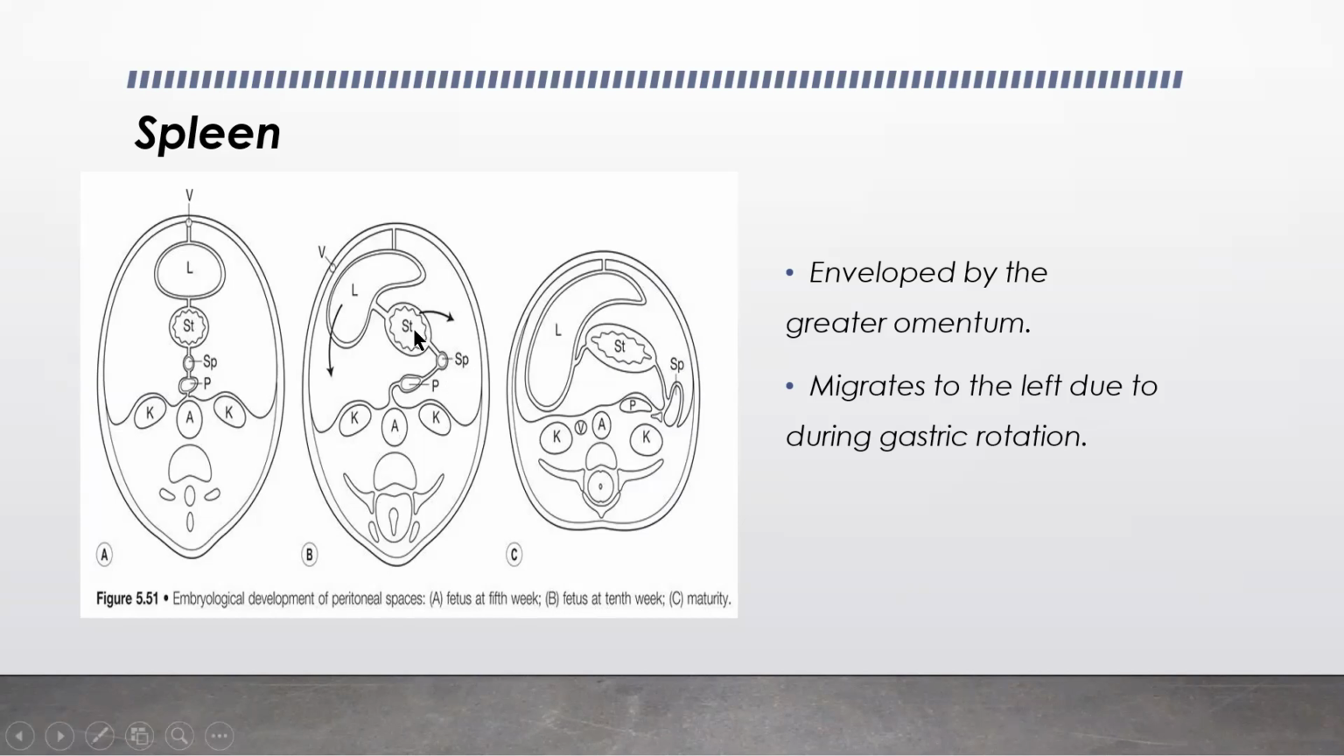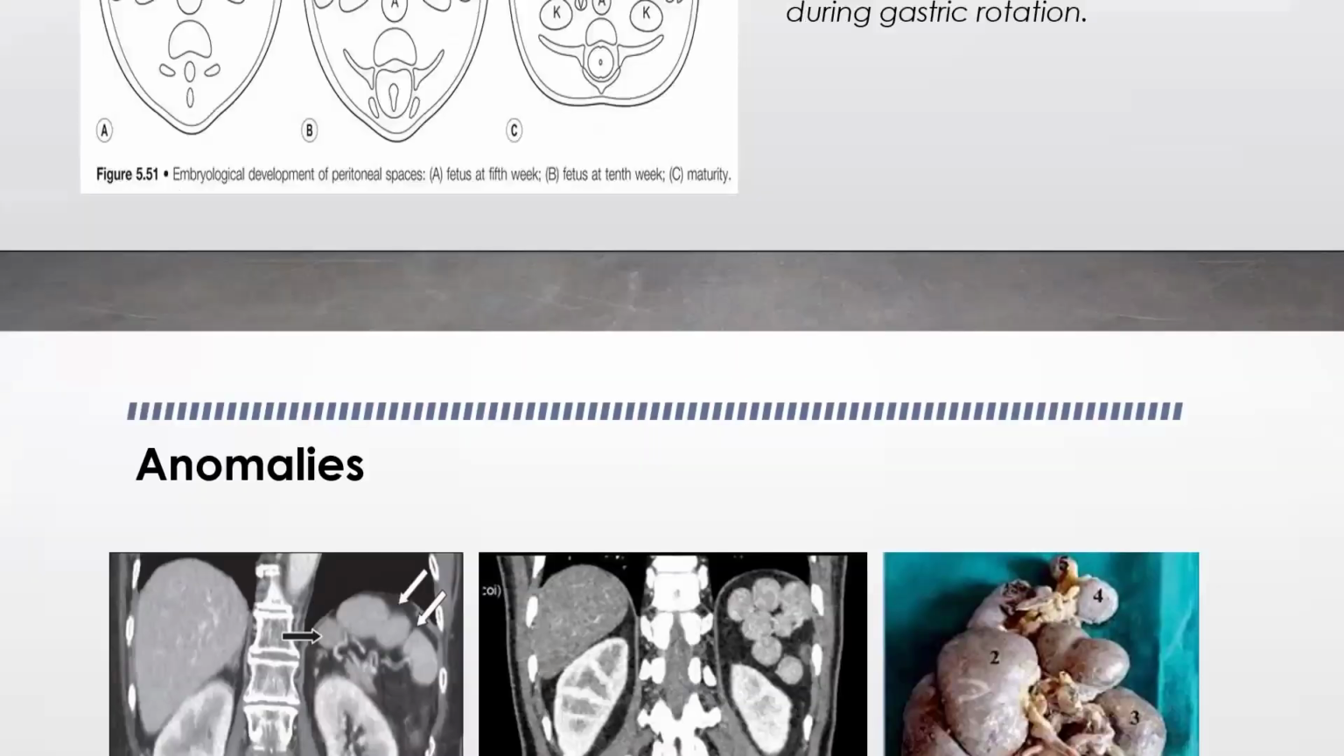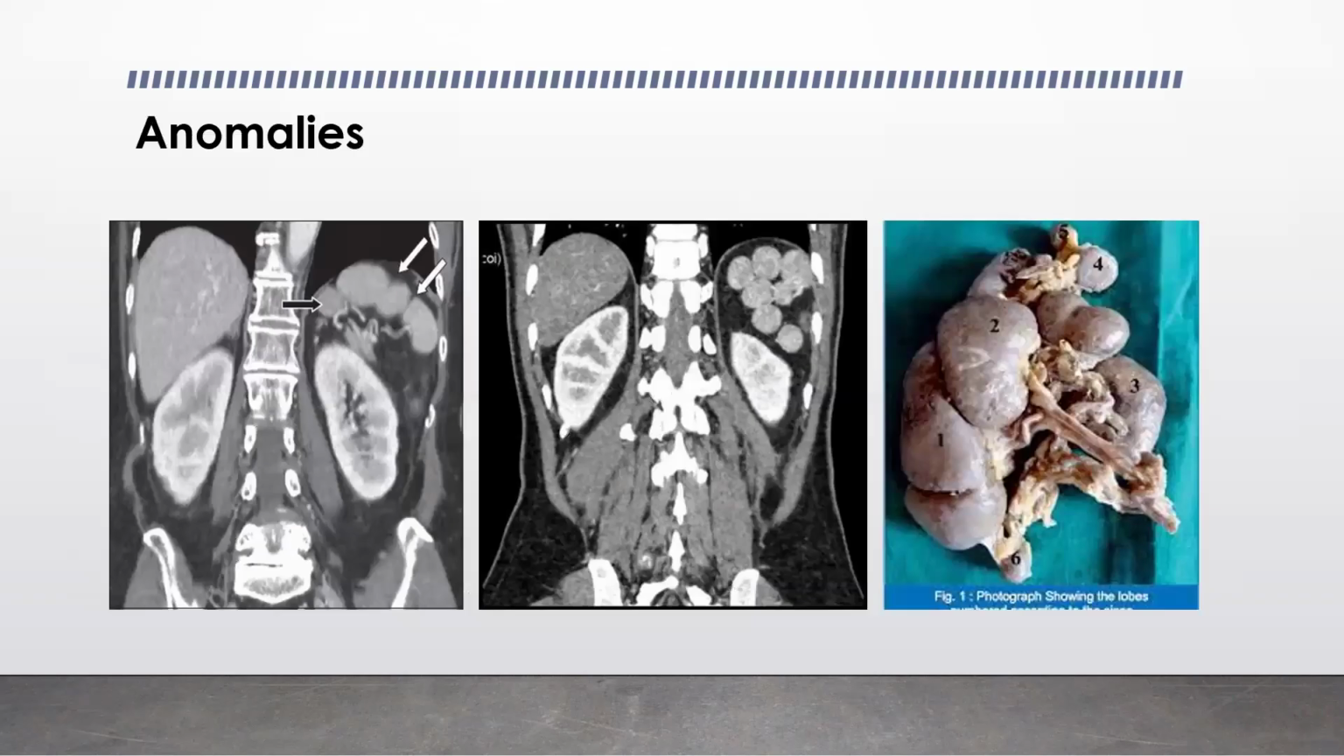So due to the rotation of the stomach, the 90 degrees into a vertical position enables the spleen to migrate to the left side. Maybe now, at this point, you have a definitive spleen that is solid in nature. So what happens if you have failure of development of the spleen?